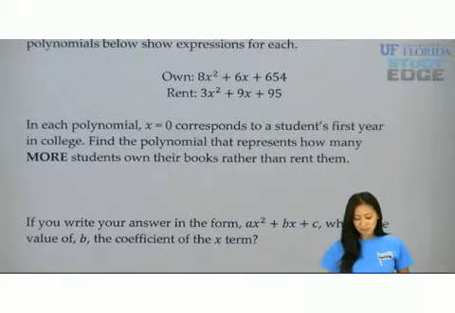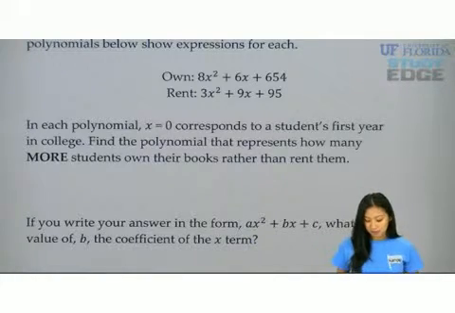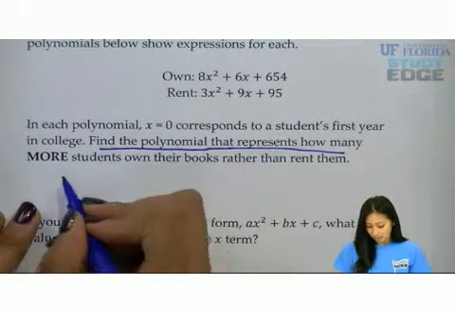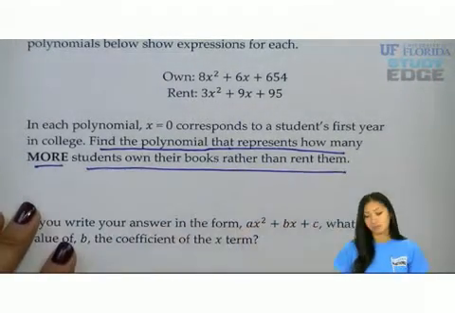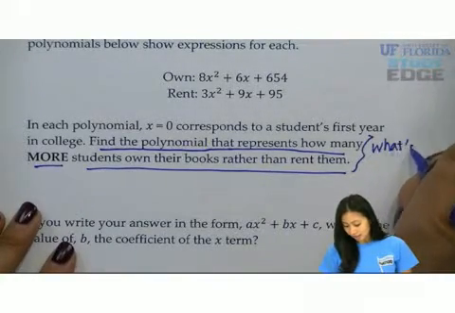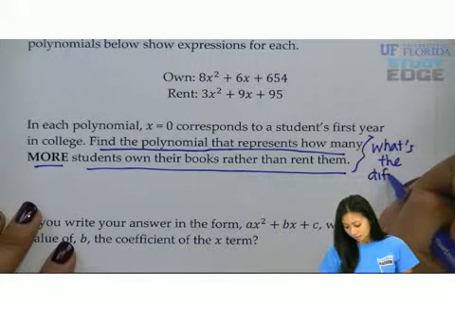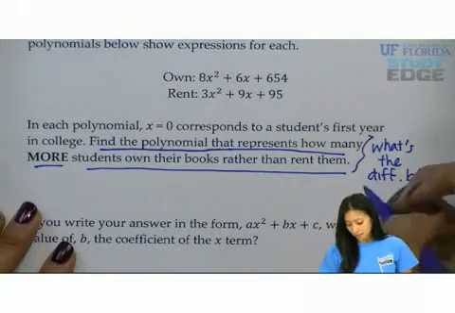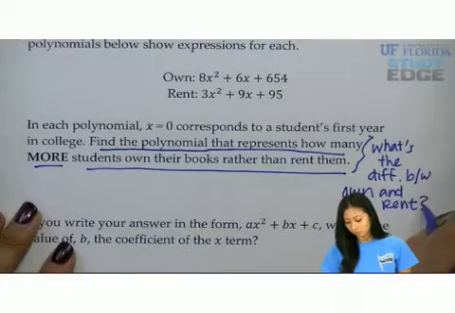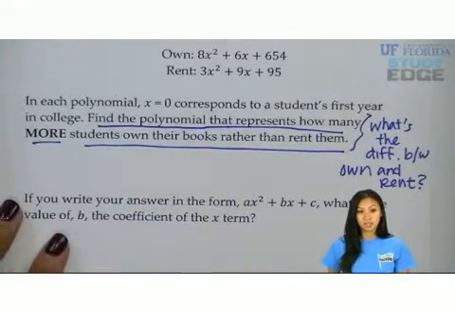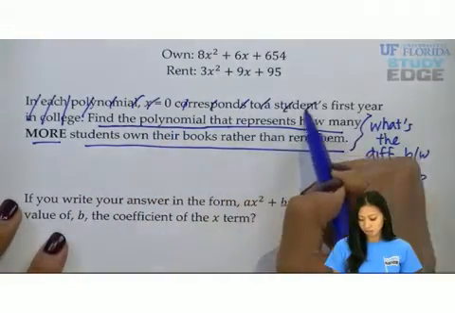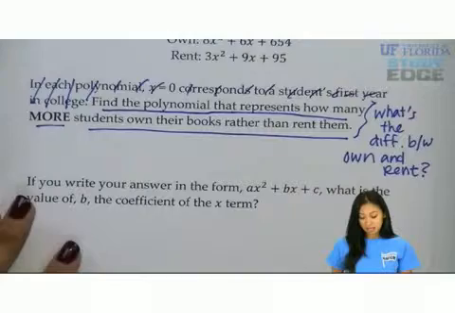So, I'm not going to look at this. This is the question. Find the polynomial that represents how many more students own their books rather than rent them. They're just asking, what's the difference between own and rent? That's what they're asking for. I really don't need to know this extra information about what x represents. That's extra information, all right?